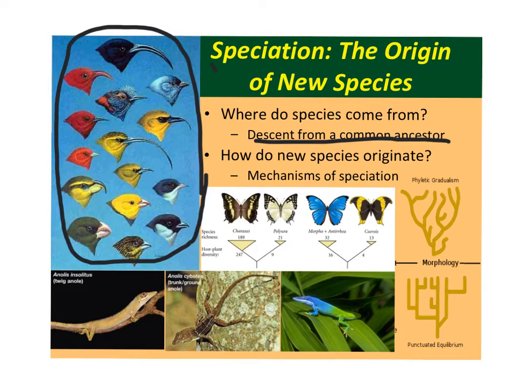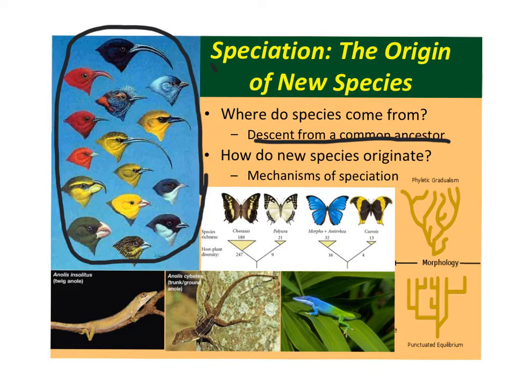And then, how do species originate? So there's mechanisms of speciation. We're going to go over those and how that happens. But sometimes you get patterns that are kind of interesting. For example, you have these different species of butterflies.